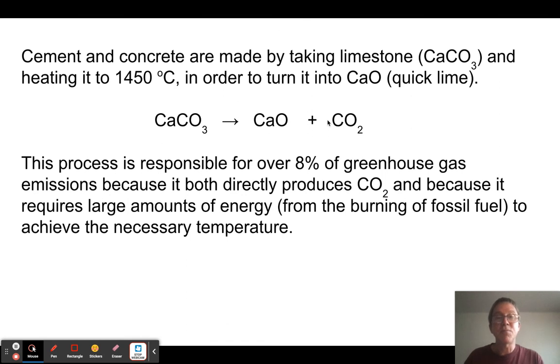Now, it turns out this process of making cement and concrete is responsible for about 8% of the greenhouse gas emissions on our planet. And that's pretty significant. As more cities are being built and the human population gets bigger, it's going to be even more. And it comes from two sources, right? The decomposition of this makes carbon dioxide, but also, to get it this hot, how do you do that? You burn coal, all right? So we're burning fossil fuels to get this temperature. Then we're using that temperature to break apart this compound to make this compound and this one right here.